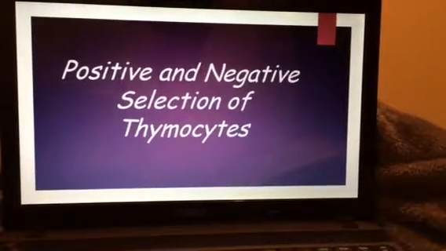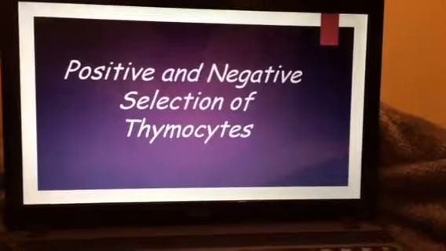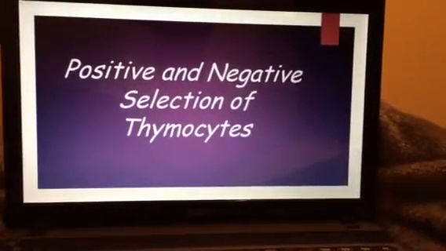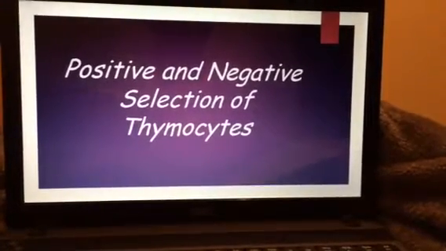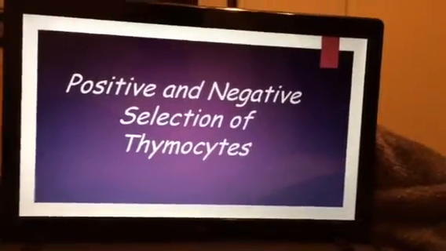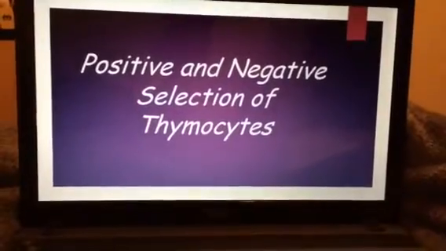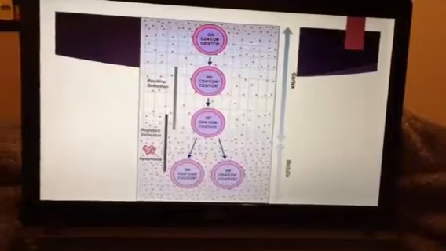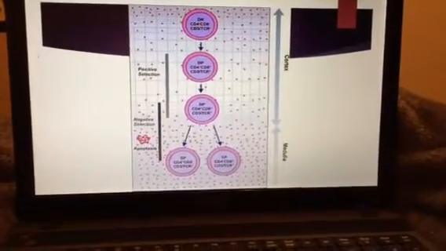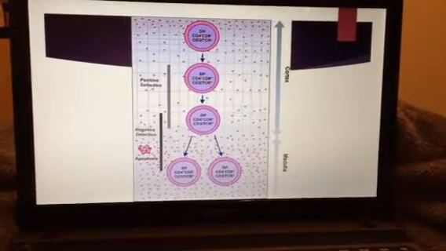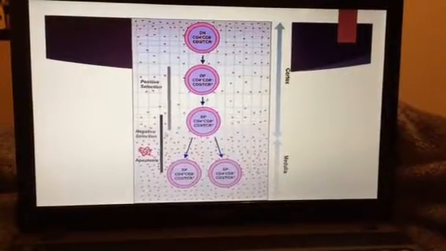In the cortex, you get positive selection because it requires a positive interaction between the T cell and a receptor within the system. Let me show you a picture here. As you can see in the picture, the top portion is positive selection and the bottom portion is negative selection.